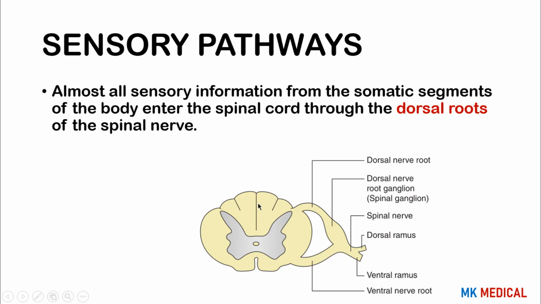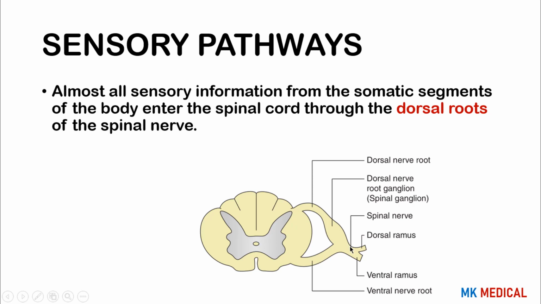As you can see here on the slides, you have this as your posterior median sulcus. This is your anterior groove. You have your dorsal horn, your anterior horn, and your lateral horns. You have your central canal there. Then you have your dorsal nerve root. You have your dorsal nerve root ganglion, or you can refer to it as a spinal ganglion. You have your anterior or your ventral nerve root.